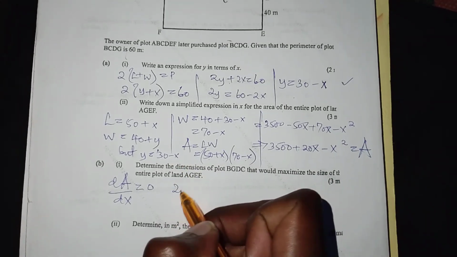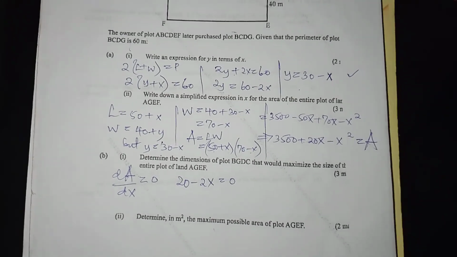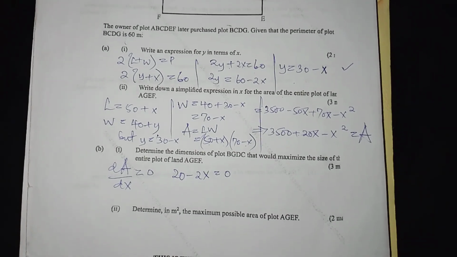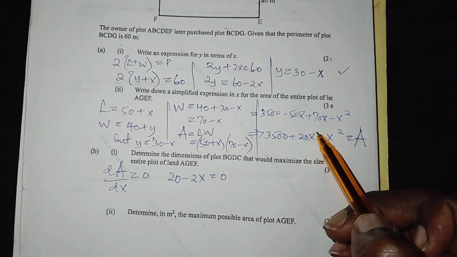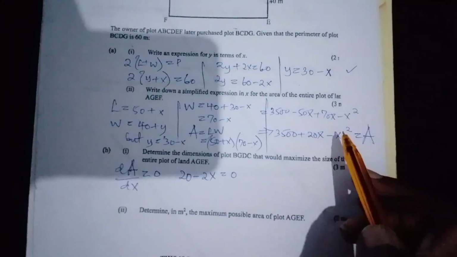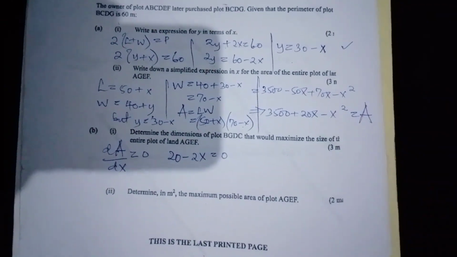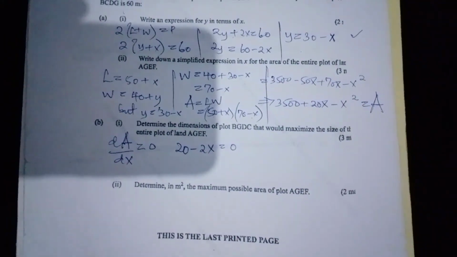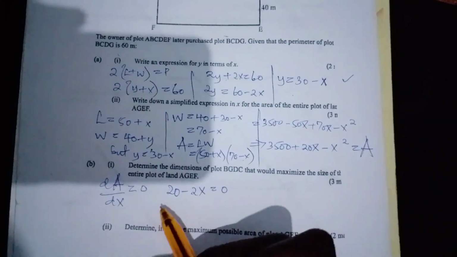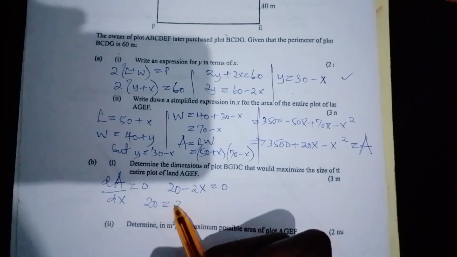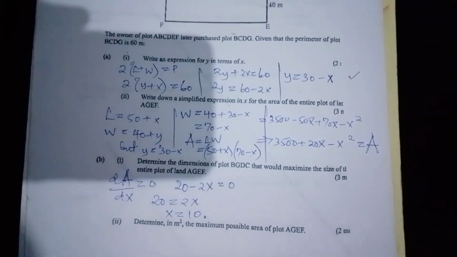We have now 20 minus 2x, which will be equivalent to 0 after doing the differentiation. For differentiation, you take the power multiplied by the coefficient, then the power reduces by 1. So we shall have 20 minus 2x. So this one will be 20 is equal to 2x. So your x will be equal to 10.